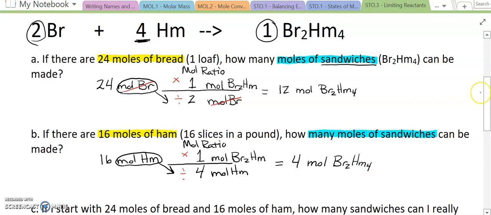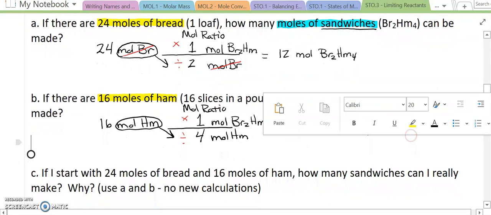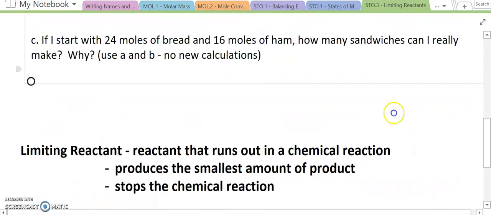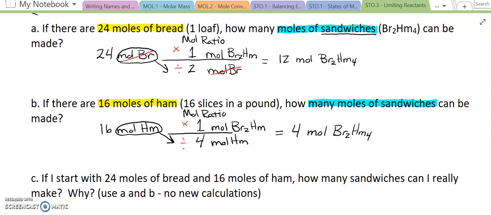So the question becomes, how many sandwiches can I really make? If I take a look at part C, if I start with 24 moles of bread, which is what I started with in part A, and 16 moles of ham, how many sandwiches can I really make? And why? It says use no new calculations because we're going to use part A and part B. So part A says I can make 12 sandwiches.